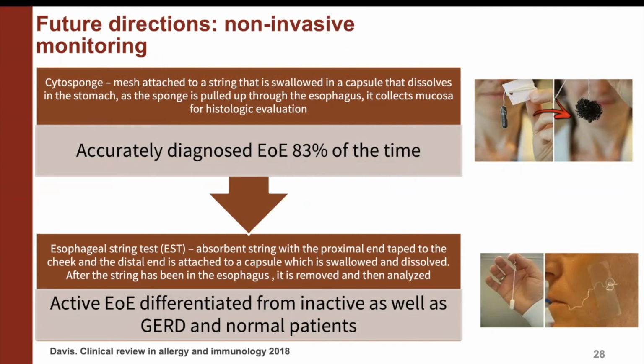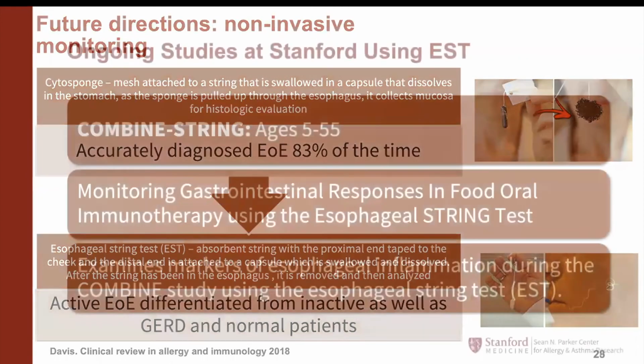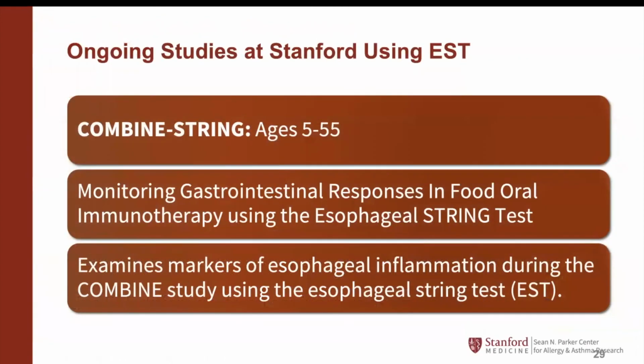And I wanted to go over a couple of non-invasive ways of monitoring EOE. Real quick, I know we're running out of time. Cytosponge is one exciting new method where the patient swallows a sponge and we can collect cells to analyze them, and that can help to diagnose EOE. And again, these are non-invasive. The second method would be using the esophageal string test, which also is non-invasive and helps us to monitor cells in the esophagus and help monitor patients who are on OIT.